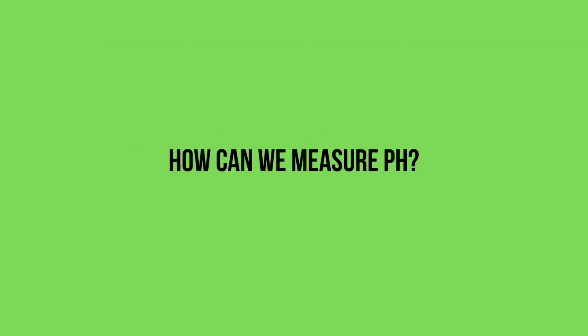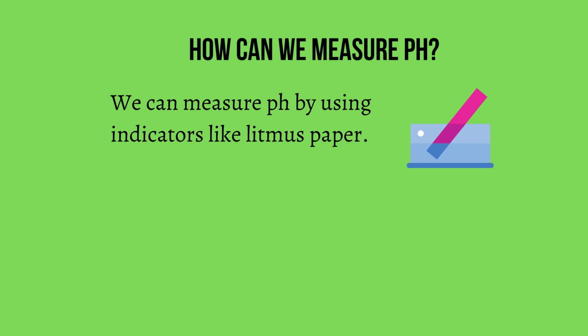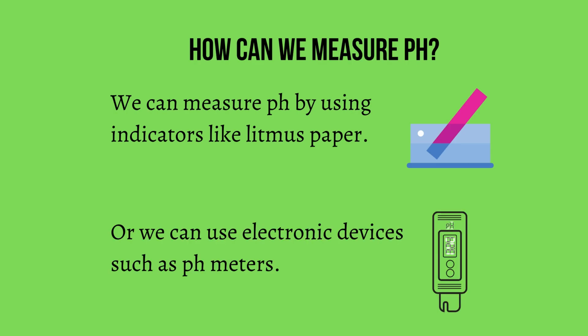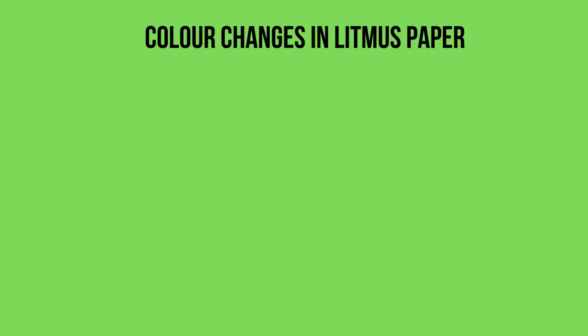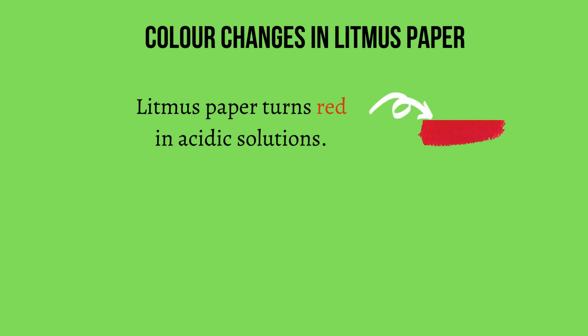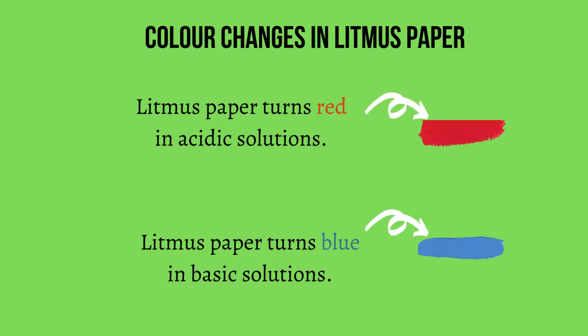So how can we measure pH? We can measure pH by using indicators like litmus paper, or we can use electronic devices such as pH meters. Color changes in litmus paper: litmus paper turns red in acidic solutions, and litmus paper turns blue in basic solutions.